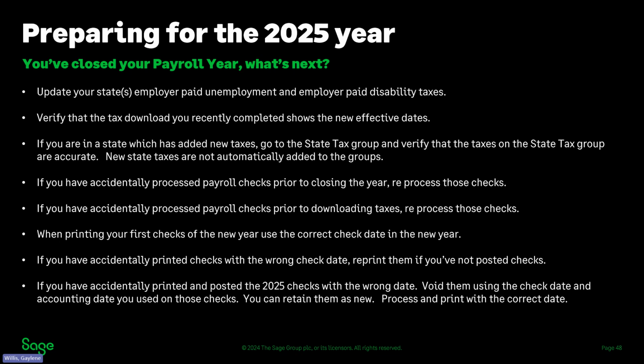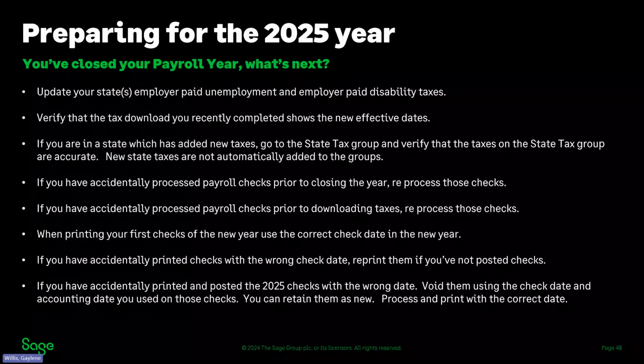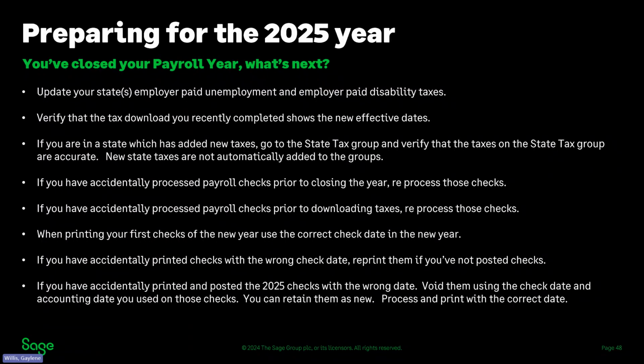Okay. If you're in a state which has added new taxes, and there's a few of us that have, you're going to go to the state tax group and verify that the taxes on the state tax group are accurate. New state taxes are not automatically added to the groups, so you'll want to add them. Now you can also look at those tax release notes, and they'll tell you which taxes were new this year and what was added.